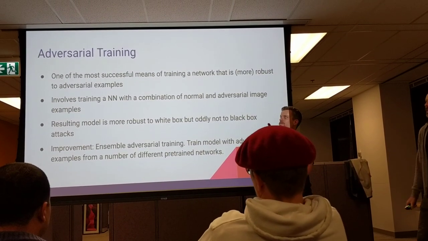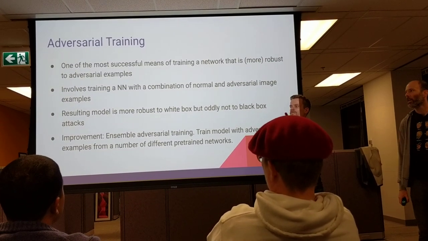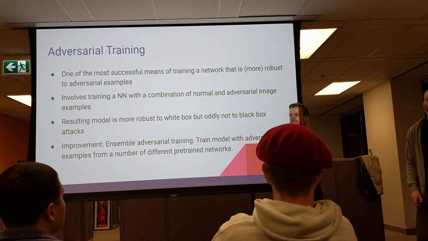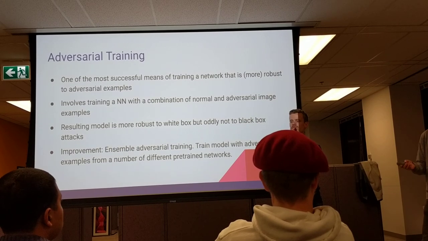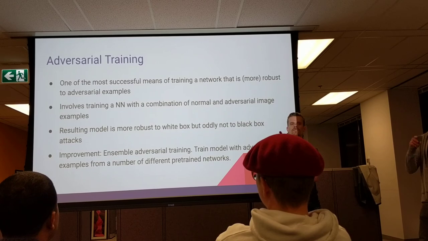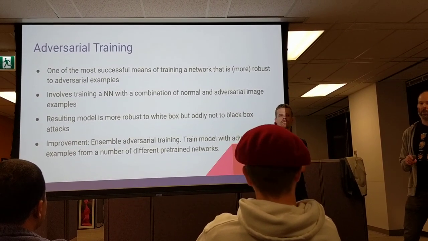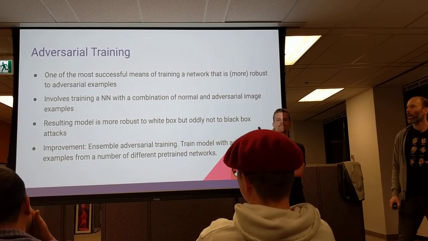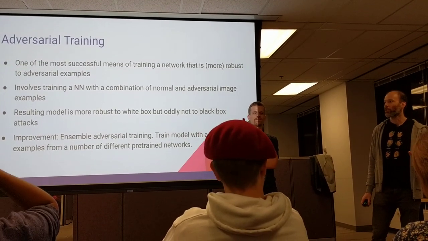So adversarial training is one of the more successful techniques for defense. You basically train the neural network with a combination of normal images and adversarial images. The first iterations of this basically would train a neural network with perturbed images from itself as it ran. So it was only training on normal images and adversarial images on its own weights as it progressed in time. That worked, but it had some vulnerabilities.